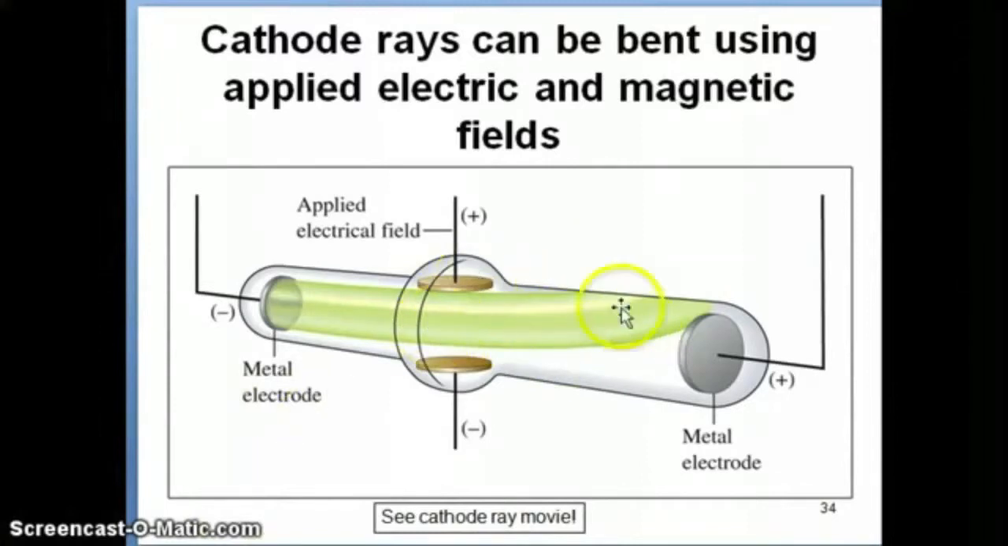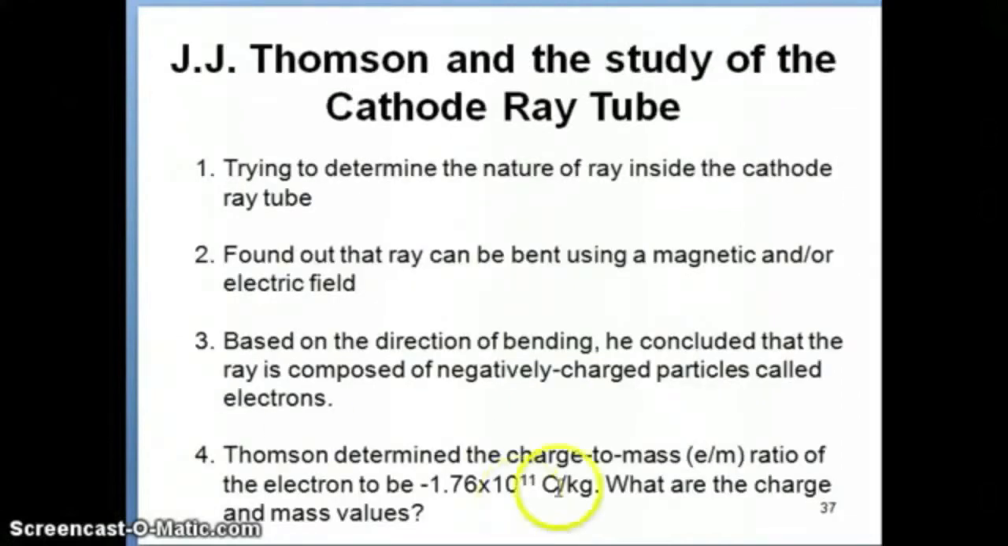Unfortunately, with the type of instrument he was able to use at the time, he wasn't able to determine the exact mass and charge of the electron itself. But he was able to use experiment to determine the charge to mass ratio. In other words, the charge divided by the mass was what he was able to determine, and that's what this number represents, negative 1.76 times 10 to the 11 coulombs per kilogram. Coulomb is a unit for charge.